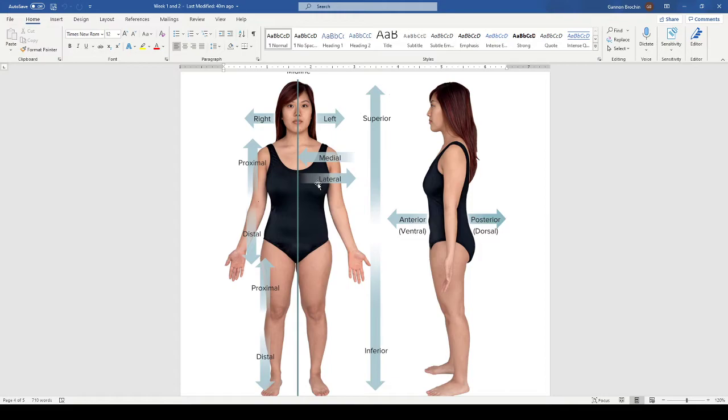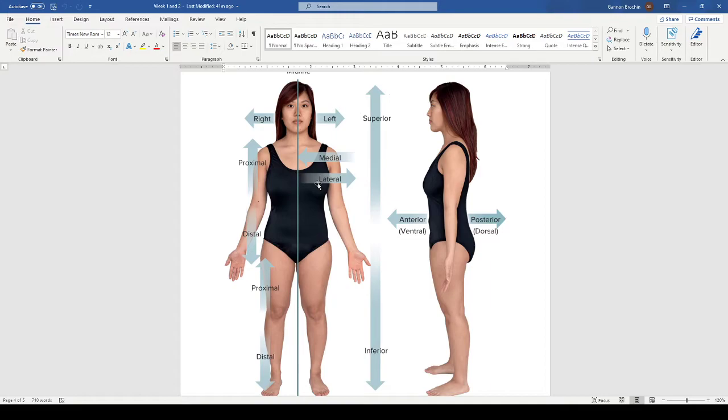Your shoulder is going to be proximal and your hand is going to be distal, okay? So it's a comparison of how far a part of the body is from the midline in comparison to another, all right? There's also going to be some other terms that we learn throughout.